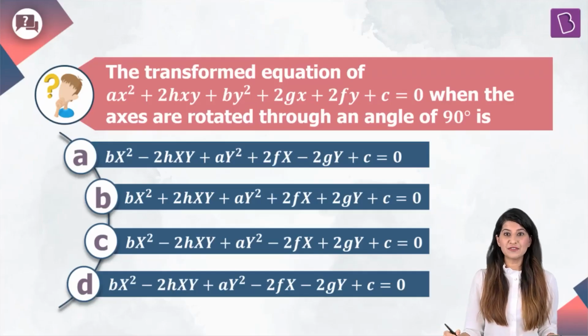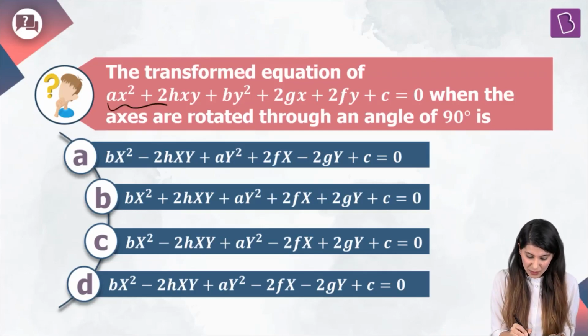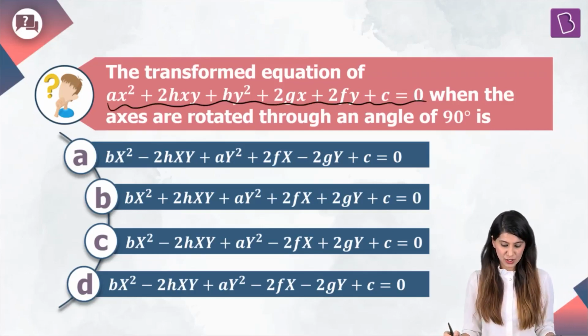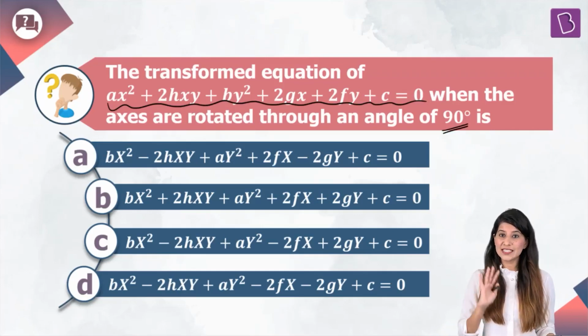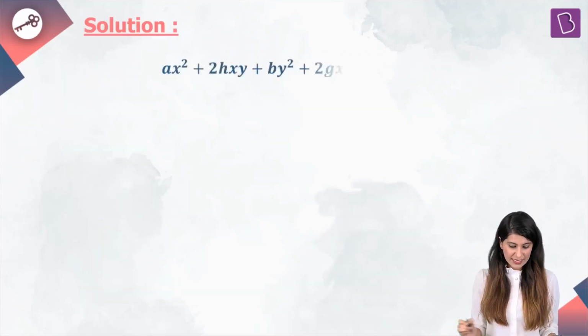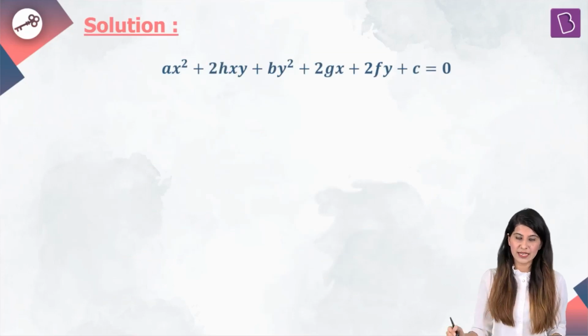In this question, we need to figure out the transformed equation of this original equation when the axes are rotated through an angle of 90 degrees. Okay, so let's understand the situation first of all. This is the given equation, the original equation.